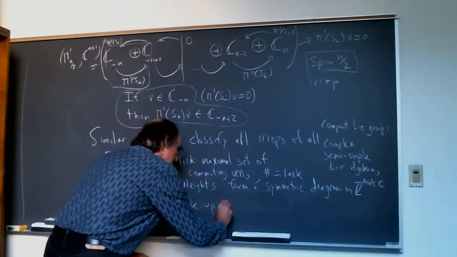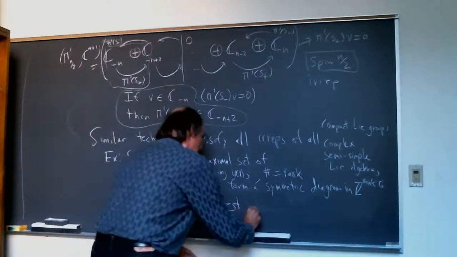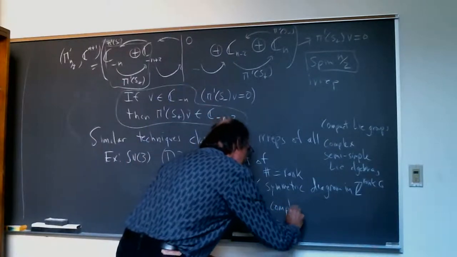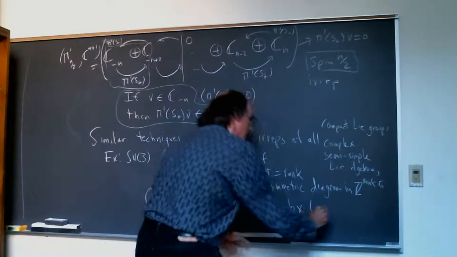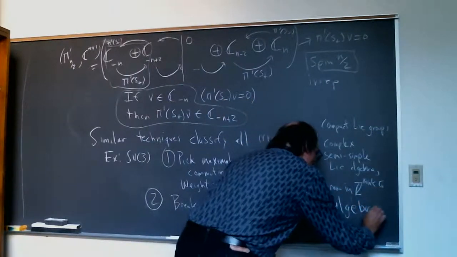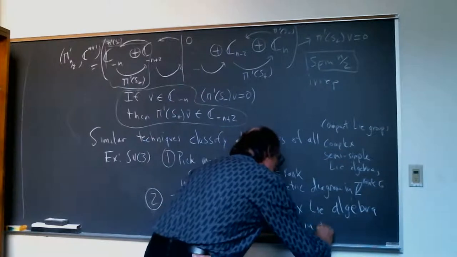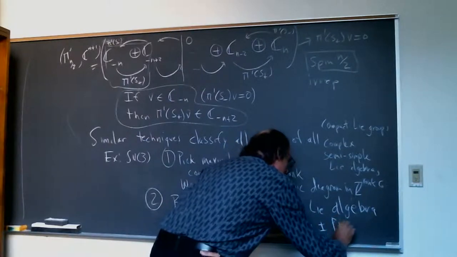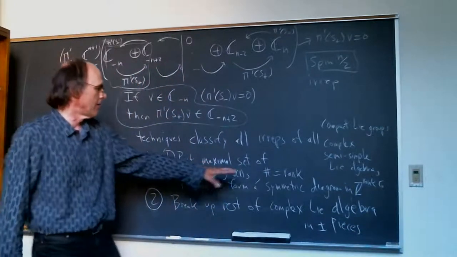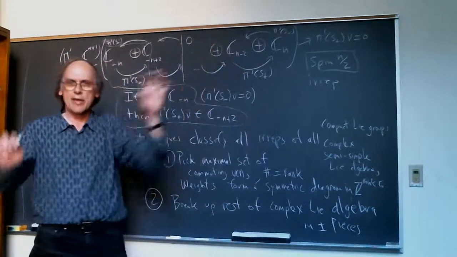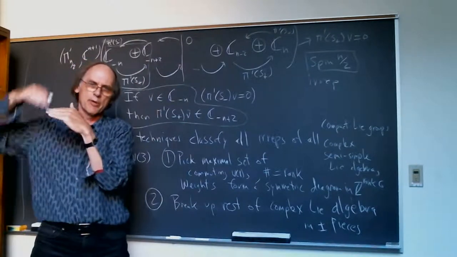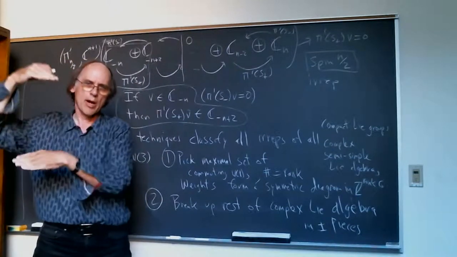you break up the rest of the complexification of the algebra in plus or minus pieces. Okay. So you have the same thing that, you know, you had SU2 and then S1, once you complexified, you could break up into one plus thing and one minus thing.